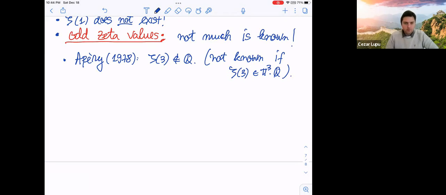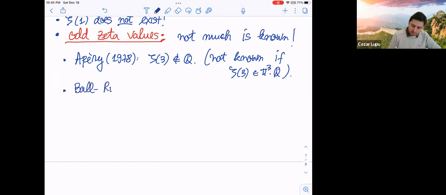There are a bunch of proofs for this. Apéry's original proof was using what we call these days Apéry sequences. But there are also two other proofs given by Beukers, using Legendre polynomials in some linear forms, and another proof, again by Beukers, using modular forms. Anyway, these are pretty much the proofs that we know at this point for Apéry's result.